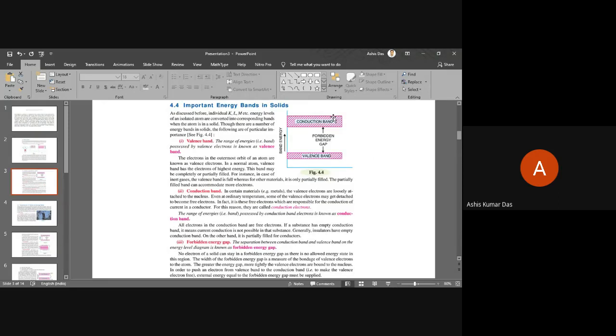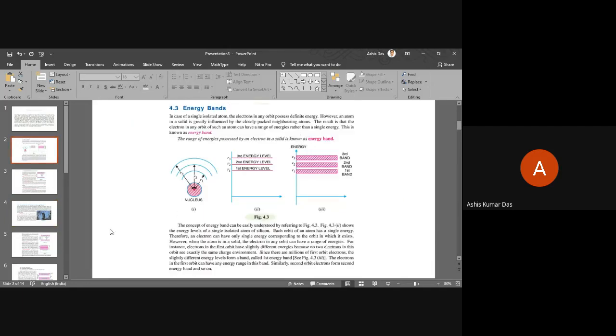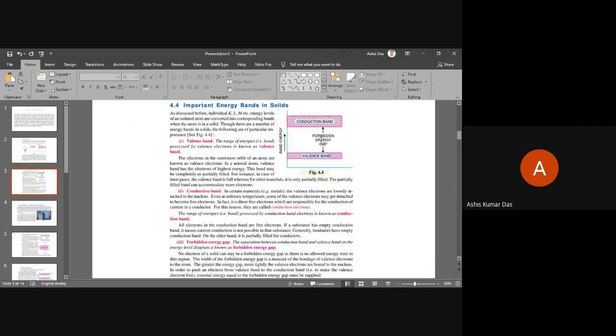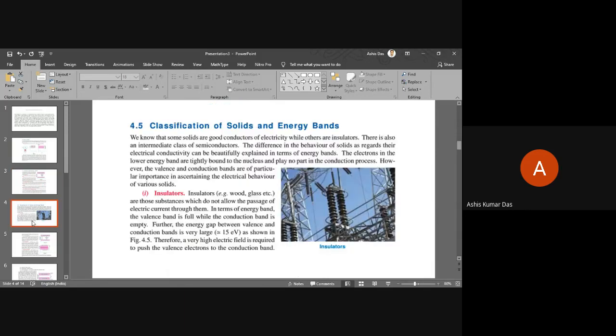So if there is no provision of any free electrons in the conduction band, then we can conclude that the material is a pure insulator. In this energy band description, if the forbidden energy gap is greater than or near about 15 electron volt, there is less possibility for free electrons to jump from the valence band to the conduction band.